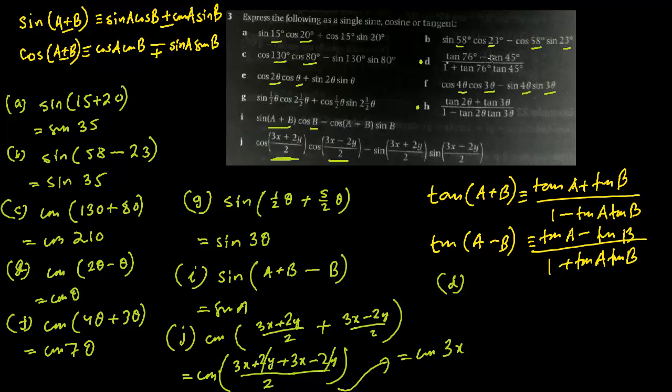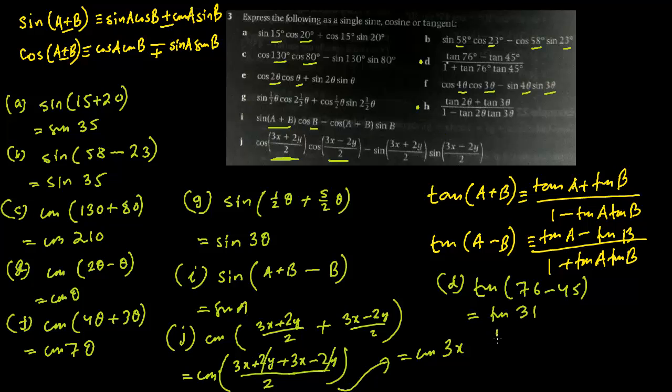We can see it is minus over here. So tan something minus tan something and plus that thing. So the first angle 76 is A and the second angle 45 is B. So it would be A minus B. So this would be tan 76 minus 45, which would be tan 31.